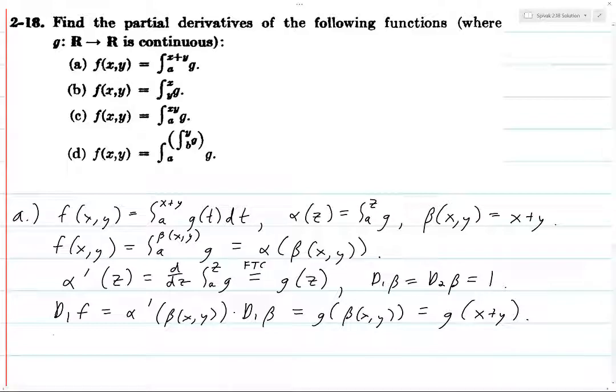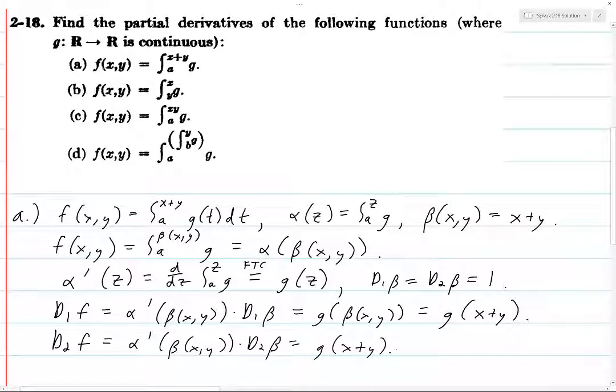And so then we're basically going to do the same thing for the rest of these exercises. For the next one, we've got alpha prime of beta of x comma y times d2 of beta, but d2 of beta is also 1. So this is also going to give us g of x plus y. And that's part A.